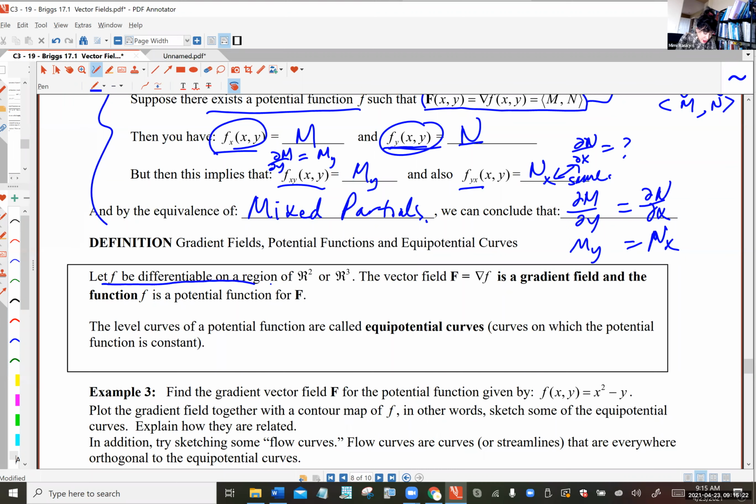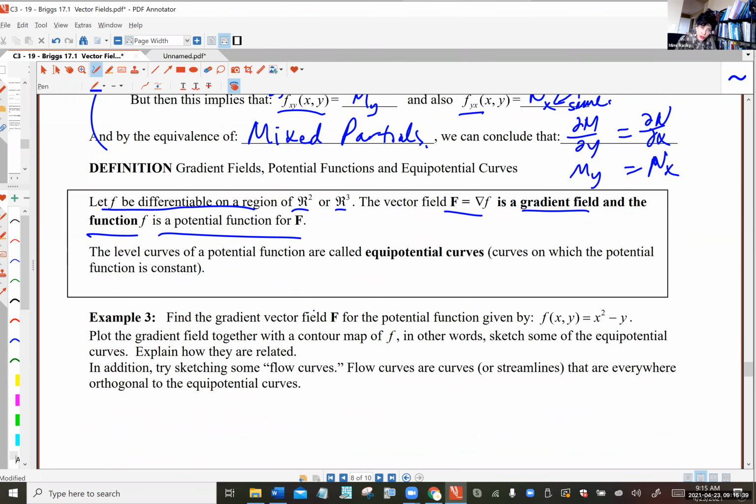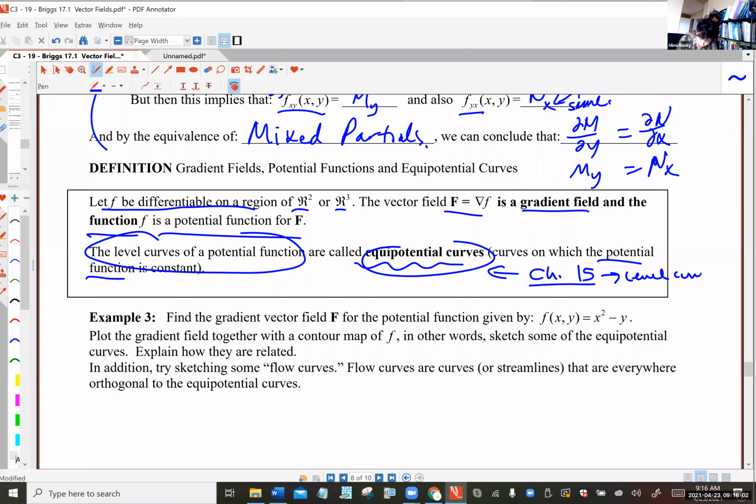Okay, now let's do a definition here as well as some more vocabulary. If you've got a differentiable scalar function on either R2 or R3, the vector field that is formed by getting the gradient is called a gradient field. And we already know that the function is called a potential function. Those level curves of the potential function are called equipotential curves. So that's where the potential function is constant. And we did this back in chapter 15 when we studied regular level curves.